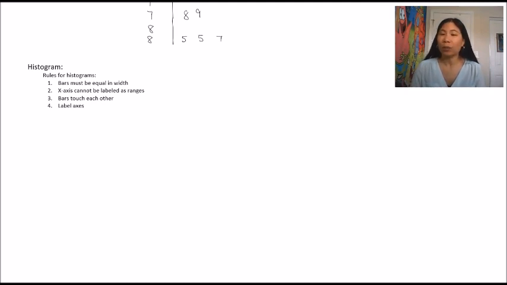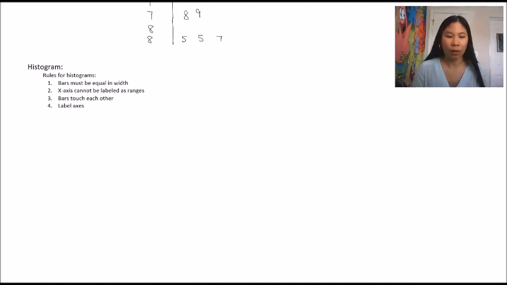Number 1 is the same rule as with bar graphs. Each of the bars have to be equal in width, so you can't just make one wider than the other. And then your x-axis, because we are dealing with numbers here, you can't label your x-axis as ranges. So you can't say like from 500 to 600, 600 to 700. I'll show you how you have to label it. And then obviously label your axes, just like we've been doing. So let's set this up.